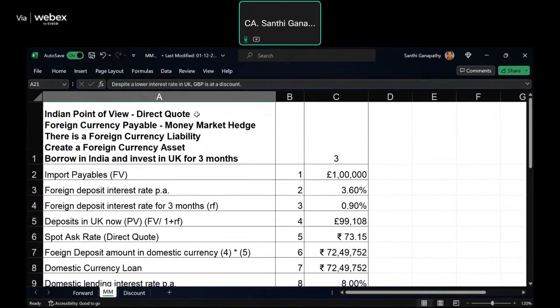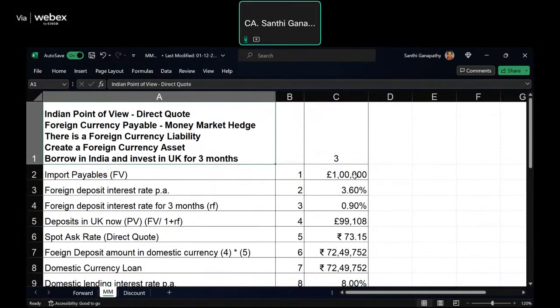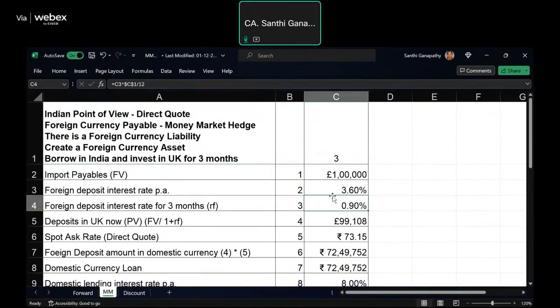It's the Indian point of view, direct quote, foreign currency payable. I want to go for a money market hedge. As I told you, there is a foreign currency liability. Therefore, I have to create a foreign currency asset. I should borrow in India and invest in UK. So how much is the import payable? I invest in UK, therefore I'll get the deposit interest rate. And how much will be the rate? So how much should I invest now in order to get 100,000 pounds?